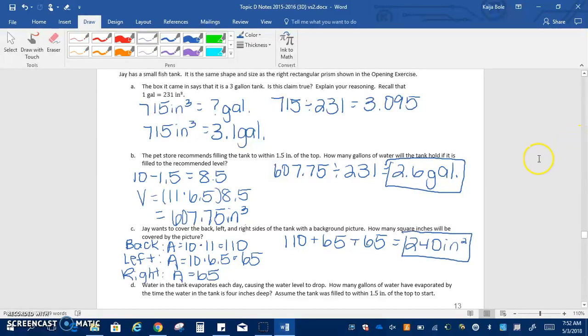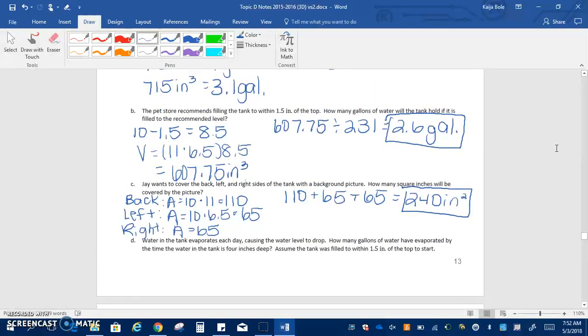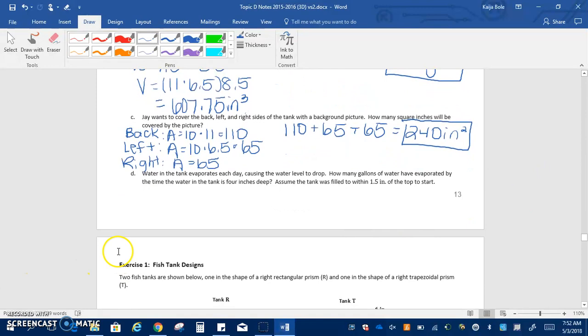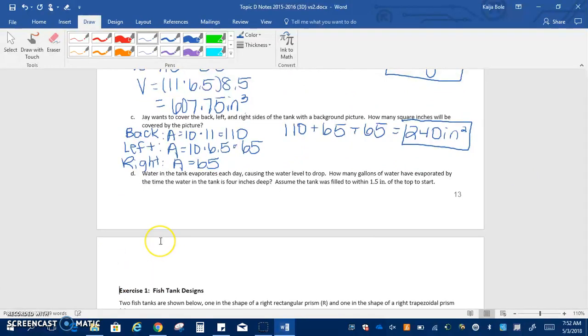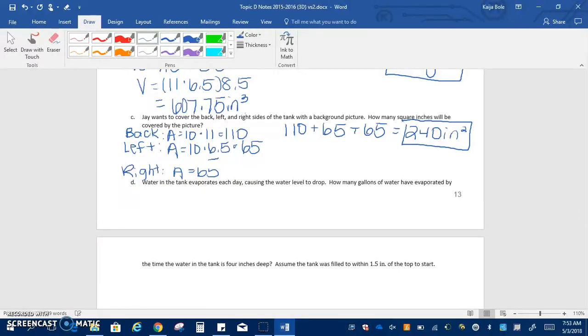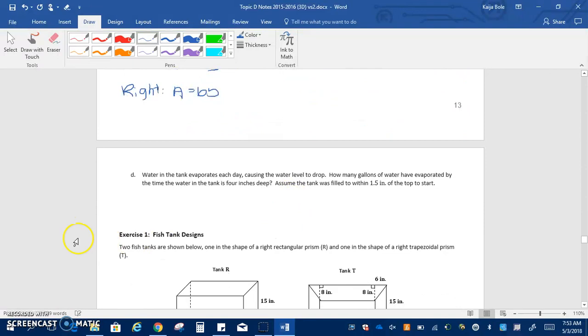Okay, and the last one here we're going to do is that the water in the tank evaporates each day, causing the water level to drop. How many gallons of water have evaporated by the time the water in the tank is 4 inches deep? Assume the tank was filled to within 1.5 inches of the top to start. Okay, I'm going to move this down just a bit. Okay. So we're trying to figure out how much has evaporated.